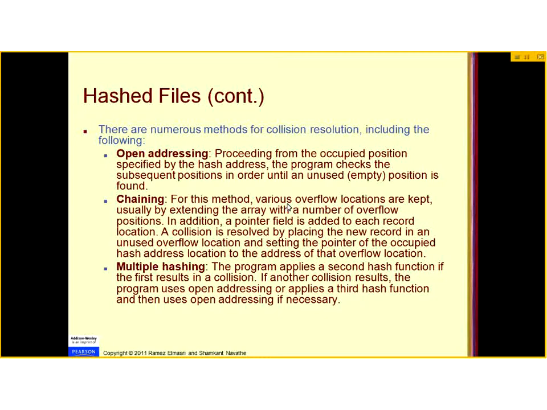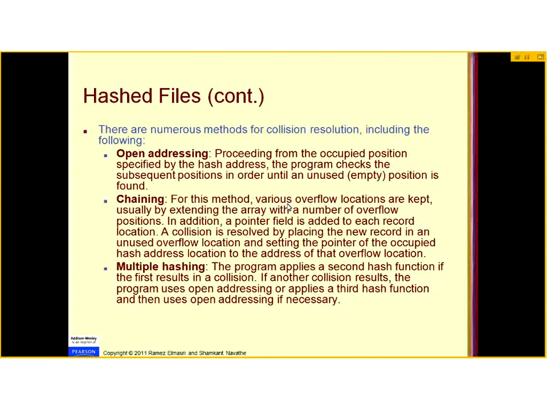The first is open addressing, the second is chaining, and the third method is multiple hashing. Open addressing means proceeding from the occupied position specified by the hash address. The program checks the subsequent positions in order until an unused position is found. So your value is to be stored in a particular slot, but if that slot is filled, you can use the next slot to place your value. So this is open addressing.